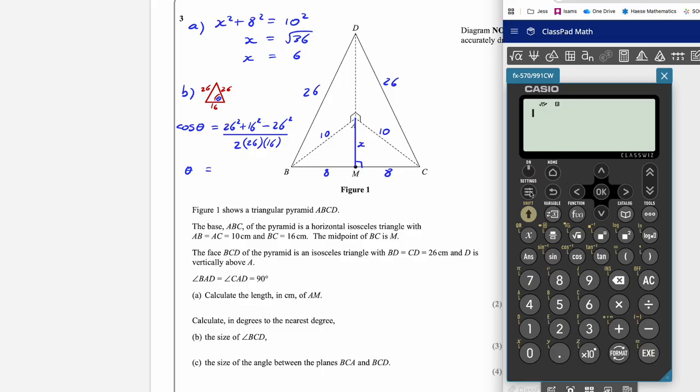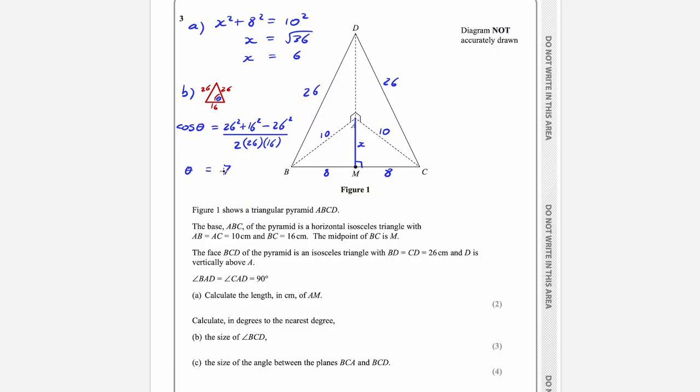I'm in radians, guys. Change this to degrees. Okay, thank you. And then I'm going to go inverse cos of the fraction. Well, 26 squared minus 26 squared, guys, is gone, so I can ignore that. So it's 16 squared on the top, and then it's 2 times 16 times 26 at the bottom. Close the bracket, and we get 72.079, which is to the nearest degree, 72 degrees.